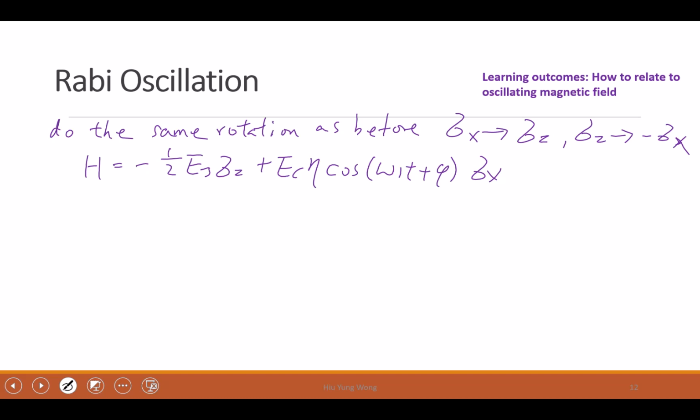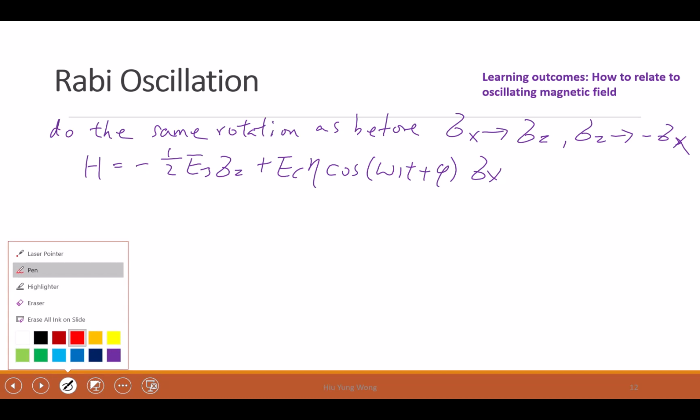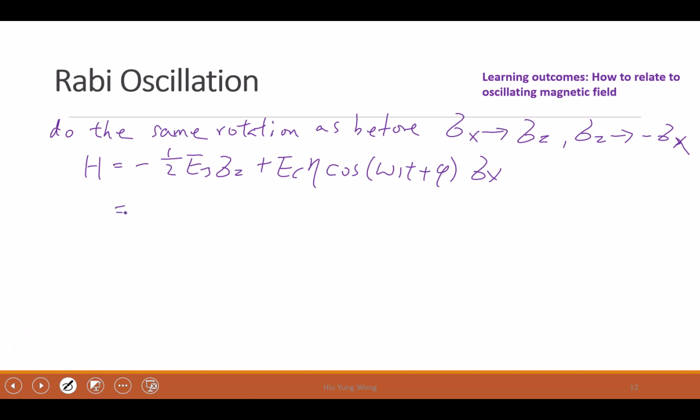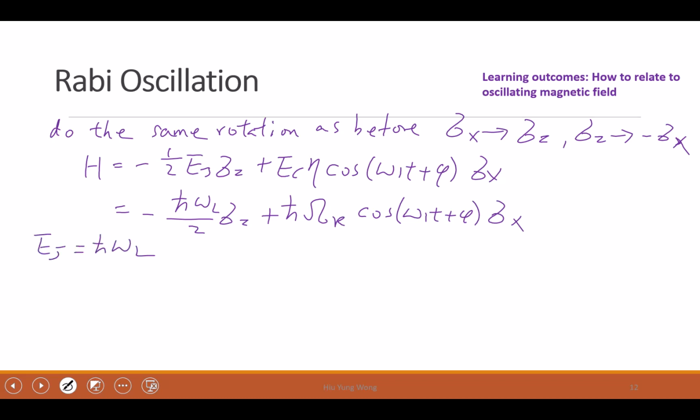But we are not going to do that because, let me write one more line. If I do that, then the whole class is a failure. But now if I write it as this, this one we can further transform to this: H bar omega r cosine omega 1t plus phi sigma x. When I transform this, it's very clear because EJ equals H bar omega L.